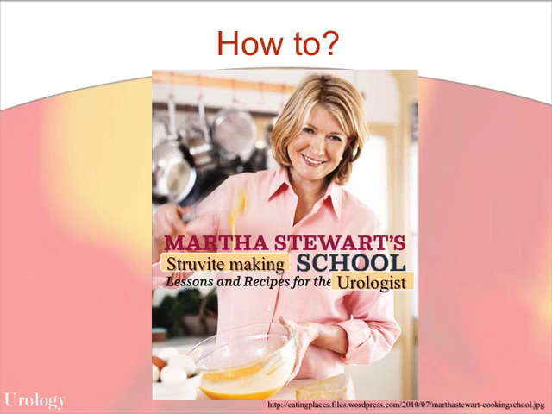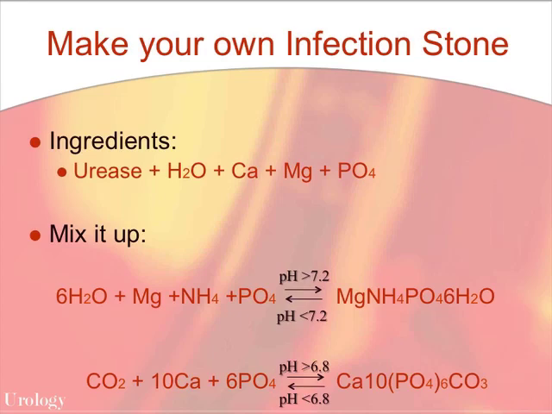So going to our how-to section of the talk, Martha joins us in discussing how we make struvite stones, and she'll have an issue coming out for the urologist soon. So we take our ingredients. We need urease, water, calcium, magnesium, and phosphate, and we put it together, and there are two equations, the top one for struvite and the bottom one for apatite.